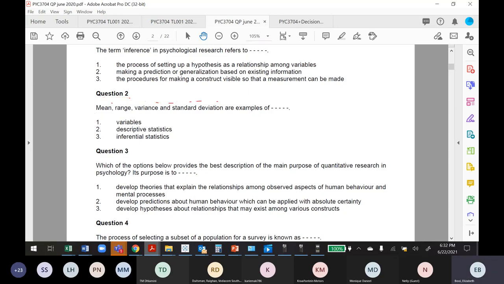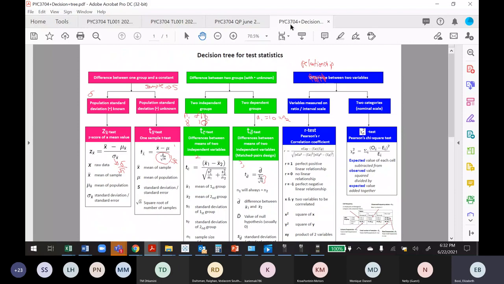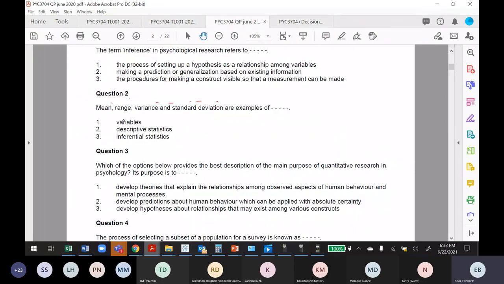The mean, the variance, the range, the standard deviation, do they form part of inferential or descriptive statistics? Some of the examples for inferential statistics is everything that we have been doing here. All this forms part of what we call inferential statistics, because we take the sample, we infer, and we make conclusions about the population. That's what we have been doing with this. So you need to know whether the mean, the range, the variance, and standard deviation are inferential statistics or descriptive statistics.